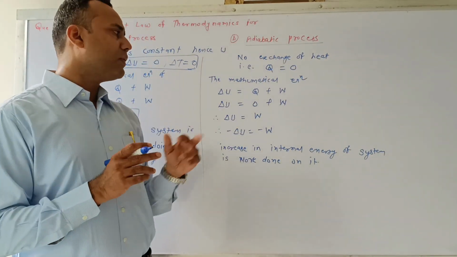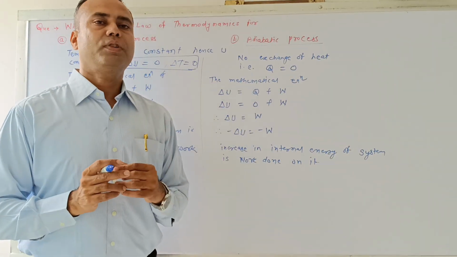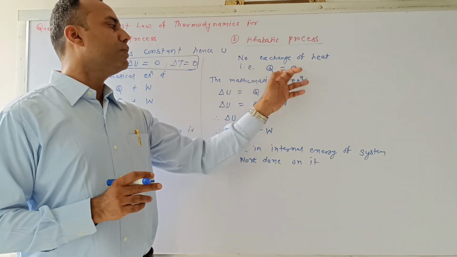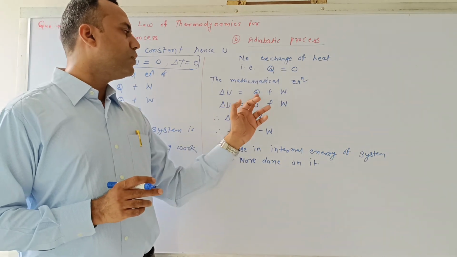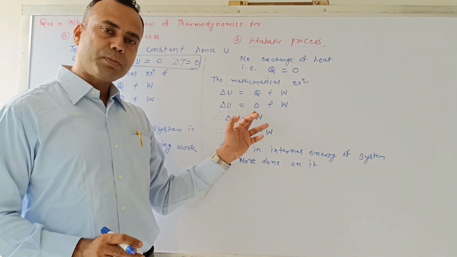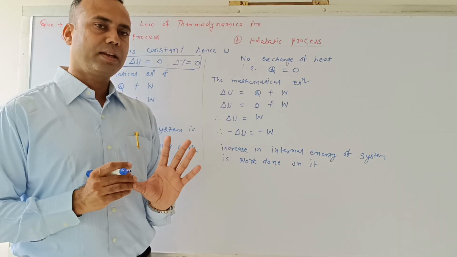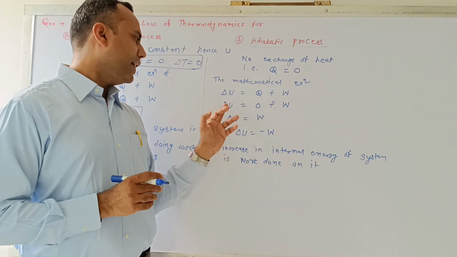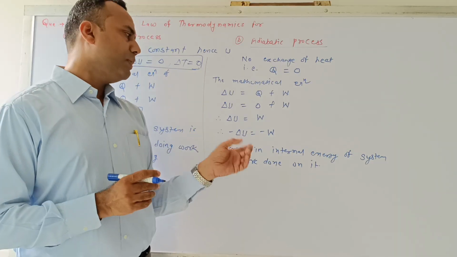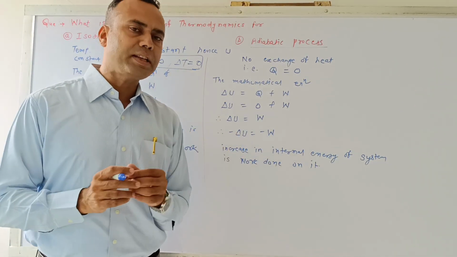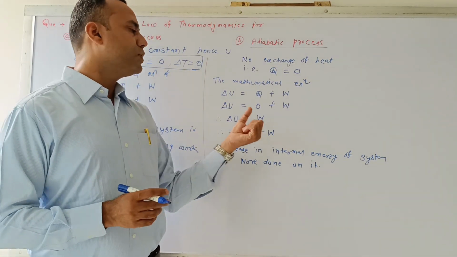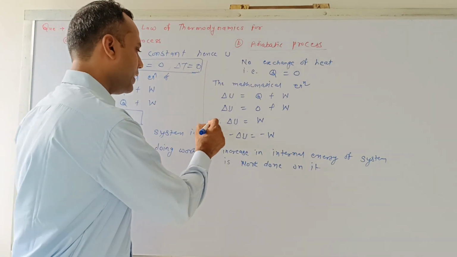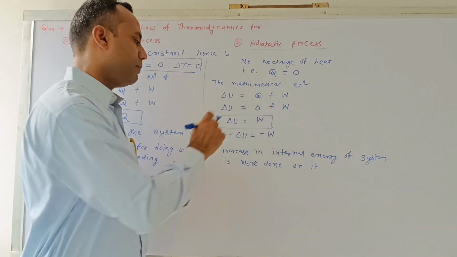We know the mathematical equation for first law of thermodynamics: delta U is equal to Q plus W. So Q is equal to 0. Delta U as it is, Q is equal to 0 because it's adiabatic process, W as it is. Clear? So इसके बाद 0 हम omit कर देंगे. Delta U is equal to W. So meaning is minus delta U is equal to minus W, or delta U is equal to W. So this is the final equation you are getting, delta U is equal to W.